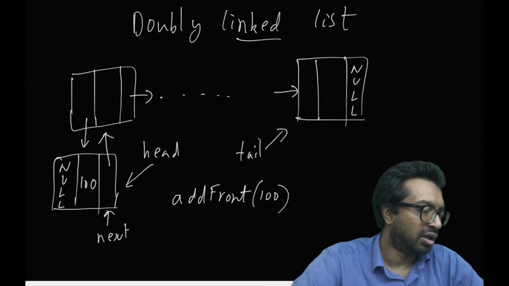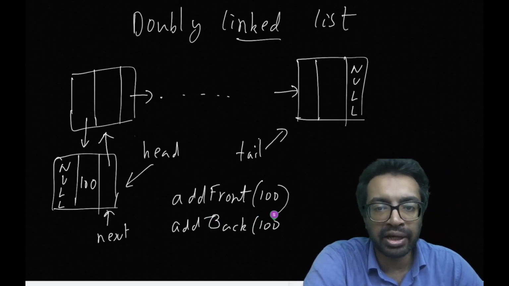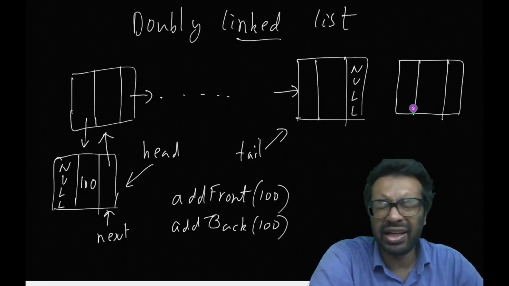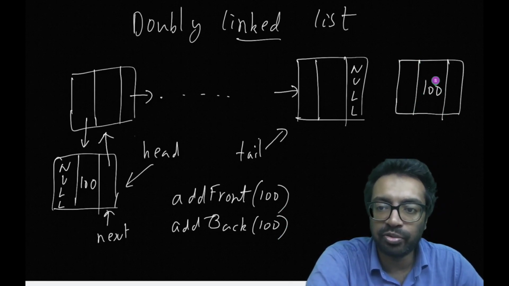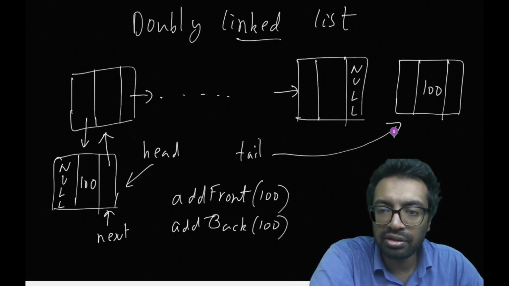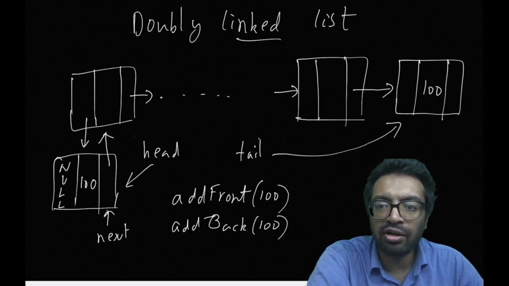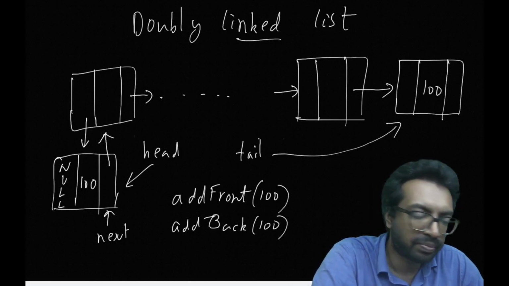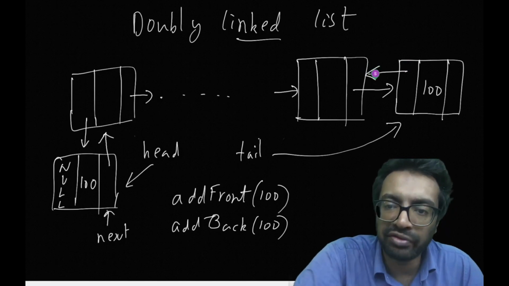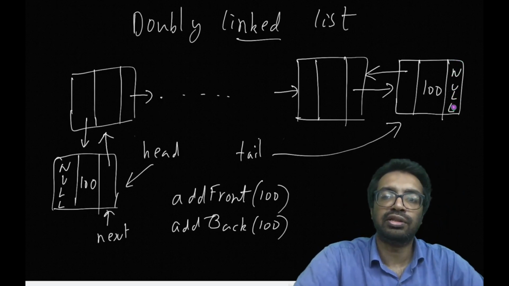That's all. Now similarly, let's say I want to add 100 to the back of the list. So what will I do? I will again create a new node, make its element value 100, and I will make tail point to it. I will also make the next of the tail of the initial list point to this new node. I will also make the prev of this new node point to the previous tail. Finally, I have to set the next pointer of this new node to null.